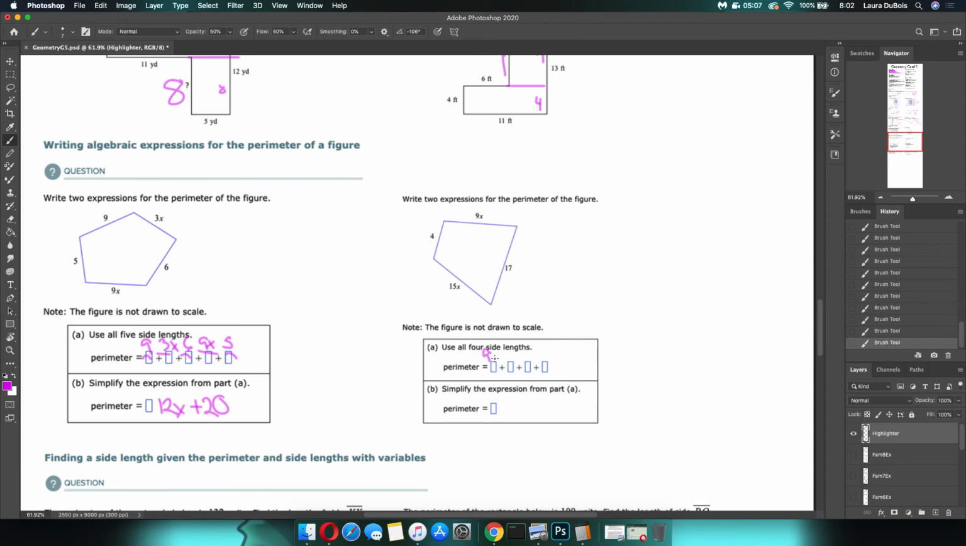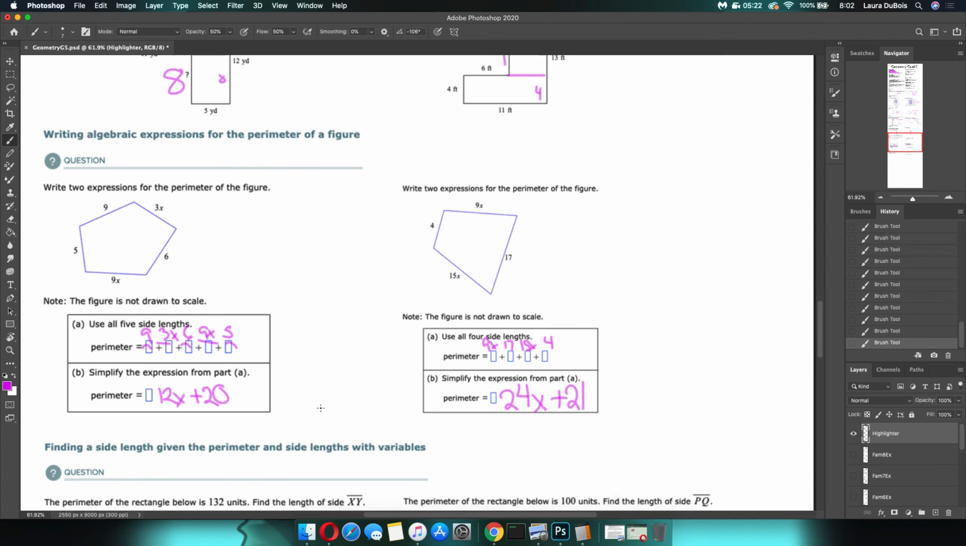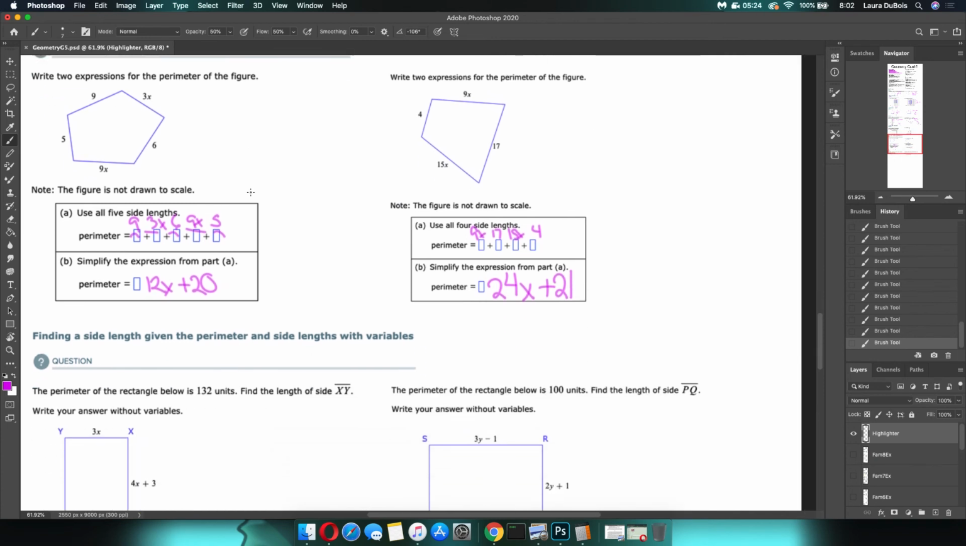So this is what? This is going to be 9x plus 17 plus 15x plus 4. 9 and 15 is 24x, and then 17 and 4 is 21. That's all you're doing for that one. Very, very straightforward. A throwback to Algebra 1.